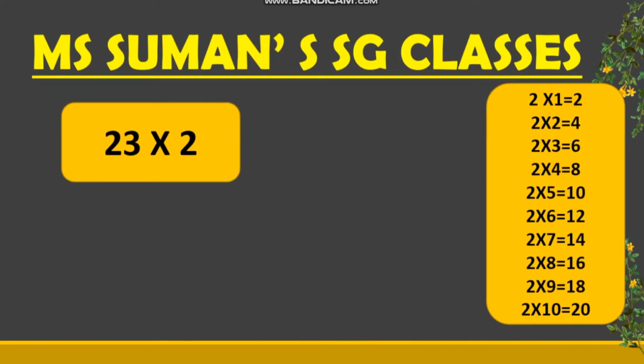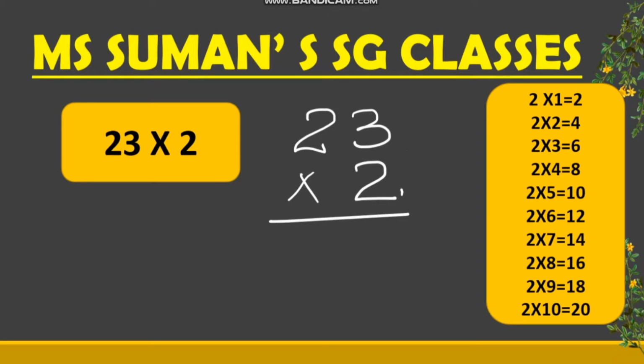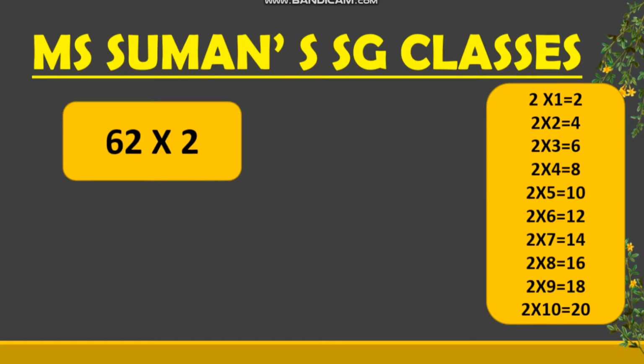23 times 2. So 2, 3. What is 2 times 3? 2 times 3 is 6. And what is 2 times 2? 2 times 2 is 4. So what is 23 times 2? 23 times 2 is 46.